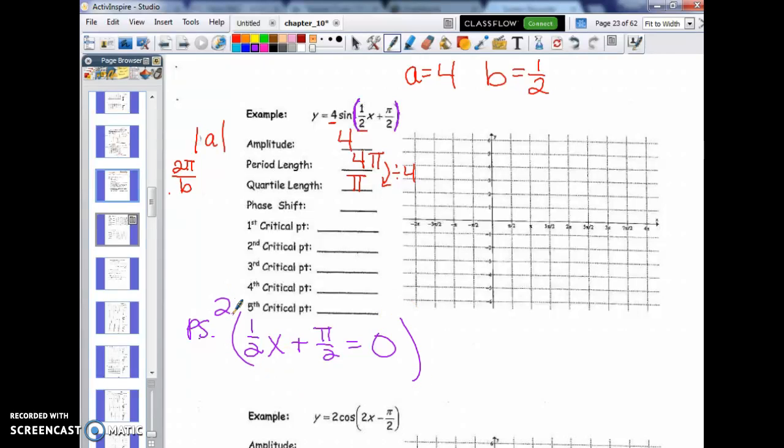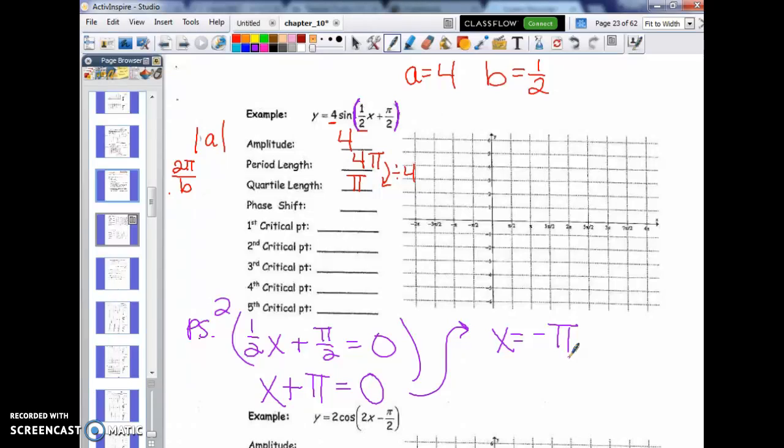When I multiply 2 to everything here, 1/2 times 2 is just 1. So I have 1x. 2 times pi over 2 is just pi. And 0 times 2 is still 0. So I just cleared the fractions. So for my phase shift here, I have x plus pi equals 0. I want to solve for x. So I'm going to subtract pi from both sides, and I get x equals negative pi.